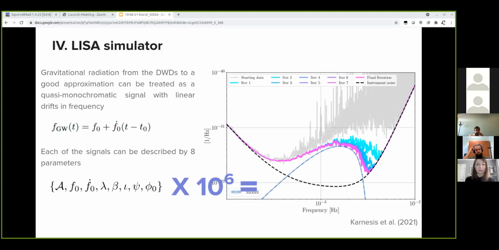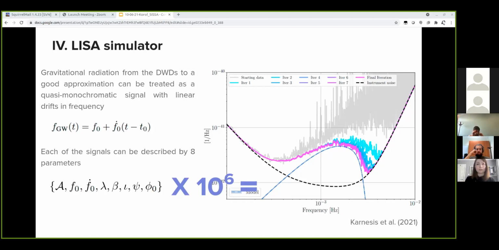And the very last piece is the actual LISA simulator. As I mentioned before, the gravitational wave signals of these binaries, to a good approximation, can be treated as quasi-monochromatic with only a linear frequency drift. But nevertheless, their identification in the data will be challenging due to the high number of sources expected in the LISA band, and to the large number of parameters needed to describe each individual source.